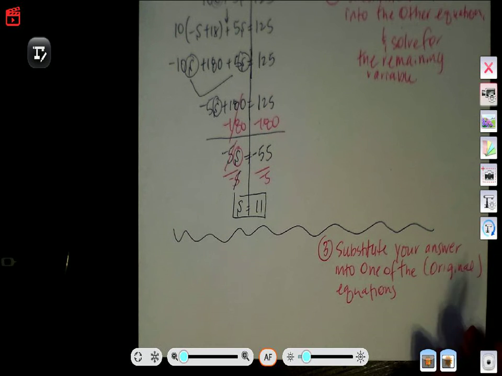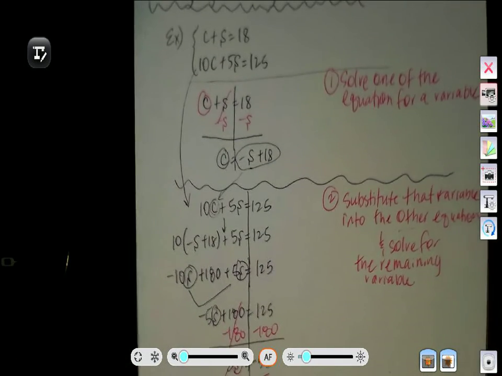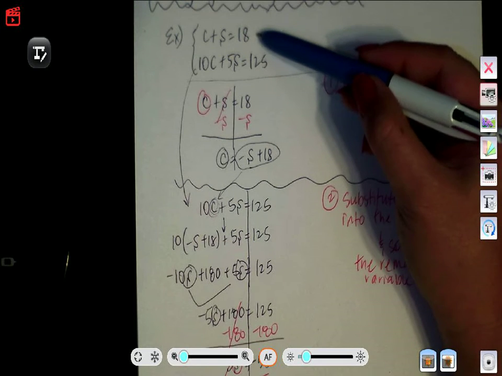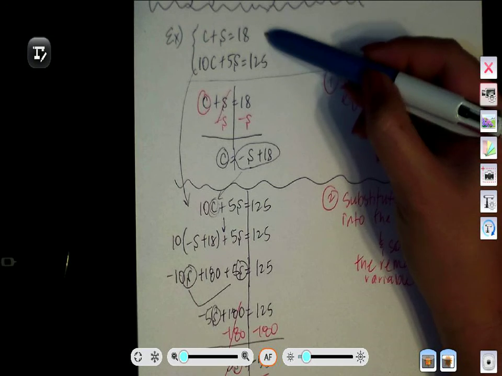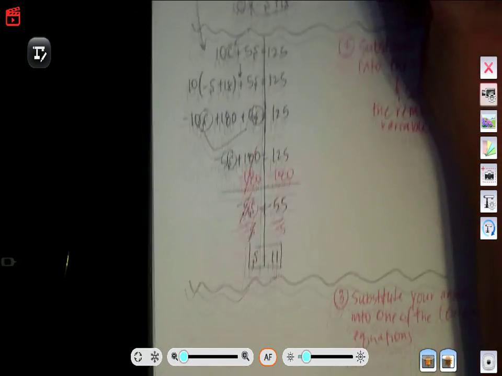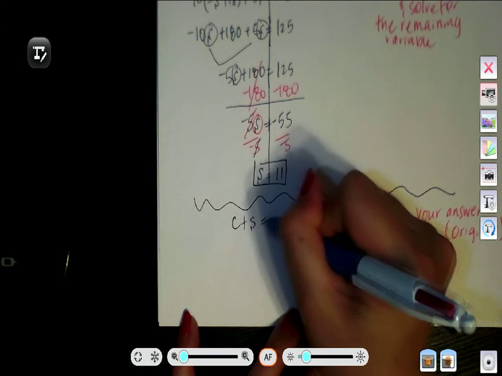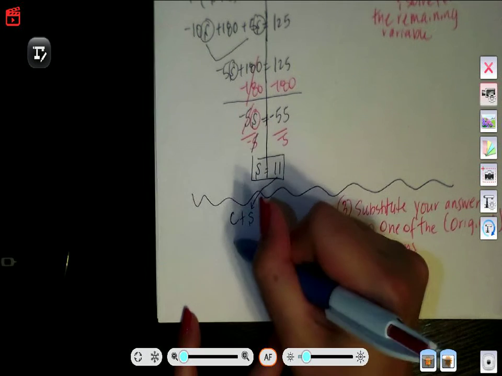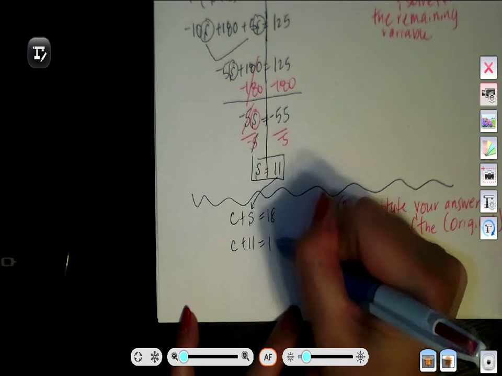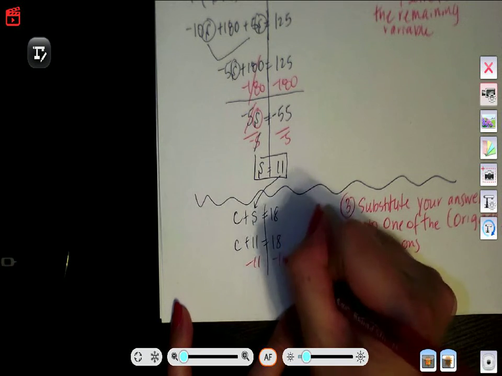But, okay, let me scroll up. I have two original equations. Either c plus s is equal to 18 or 10c plus 5s is equal to 125. I actually think this is the easier equation. So into this equation, c plus s is equal to 18, I'm going to substitute that answer that I just got. So c plus 11 is equal to 18.